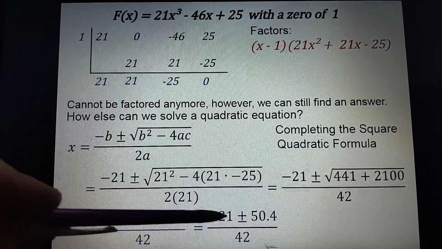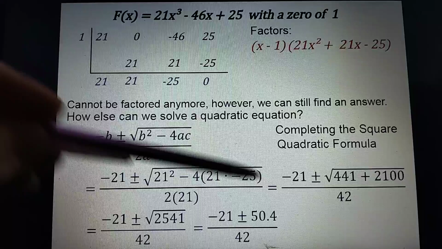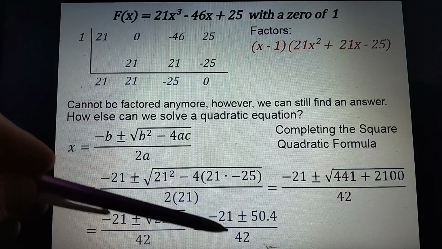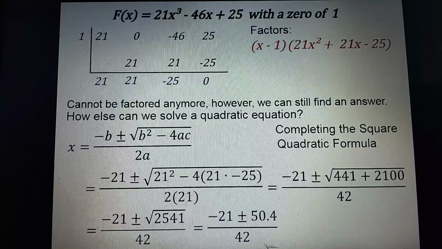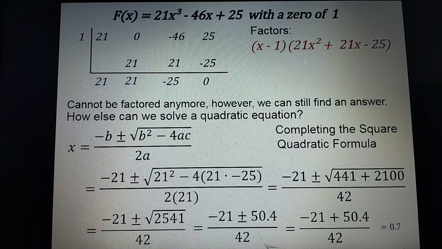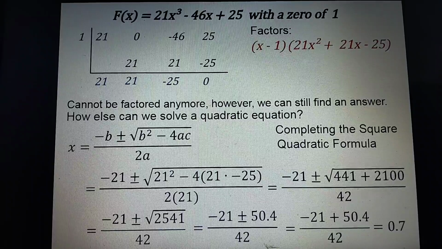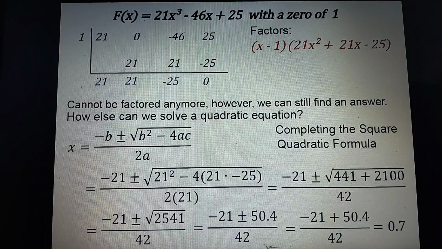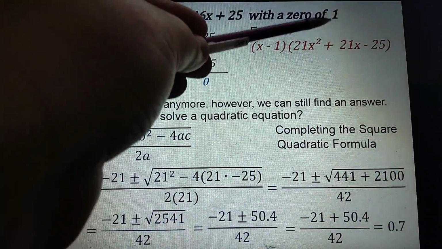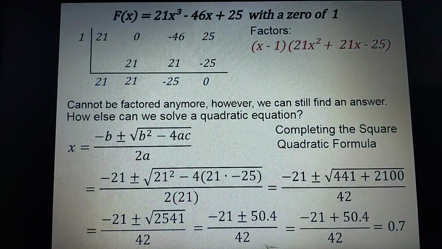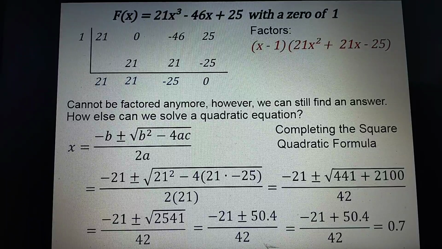Now remember, you have two problems here. You have negative 21 plus 50.4, divided by 42, and negative 21 minus 50.4, divided by 42. Okay, I'm not going to use the negative answer though because you can't make a negative amount of shoes. So my other 0 is 0.7. Notice it's smaller than the 1. It has to be smaller because that's what we're looking for. They want to make less but still make the same amount of money.